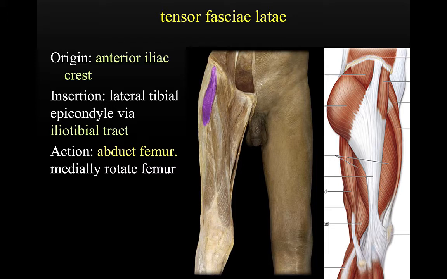Because the TFL, which I often like to call it because it's just easier to say, is going to originate laterally on the hip, it's going to abduct the femur or abduct the hip, and it's going to provide some medial rotation. The rotations are not always completely intuitive, but anything you can touch on the lateral side of your hips is likely to abduct your femur.